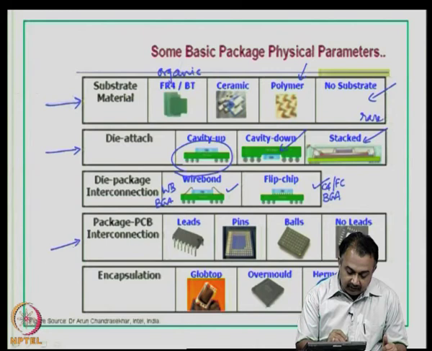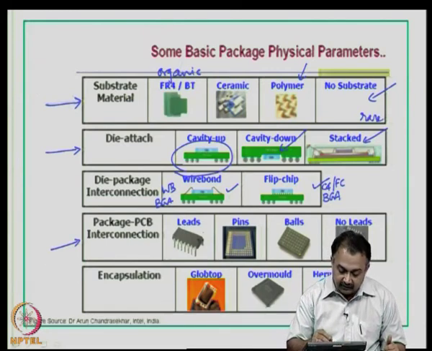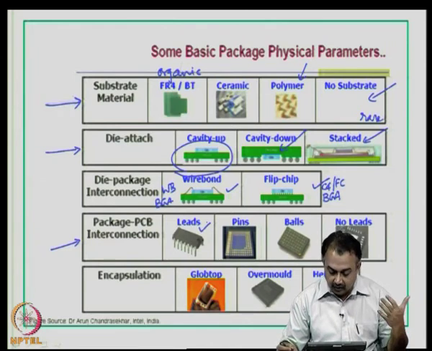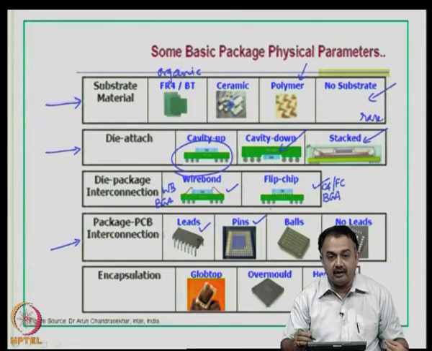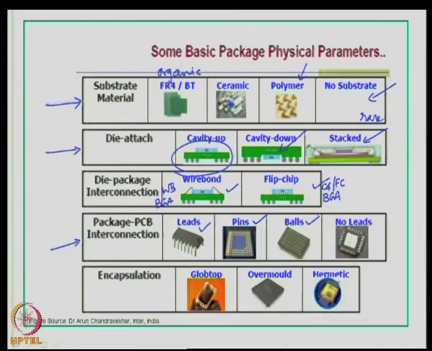Then comes the package to PCB interconnection. What are the choices available? We have leads that could be used, like your dip packages or QFPs. Then you have pins like your pin grid array, and solder balls, in the case of a BGA or a CSP. You could have no leads. This typically you will see in quad flat no lead packages. Here you can see that the electrical interconnects are typically flush with the package surface. So, you can't really see leads protruding out or interconnects protruding out of the surface of the package area.